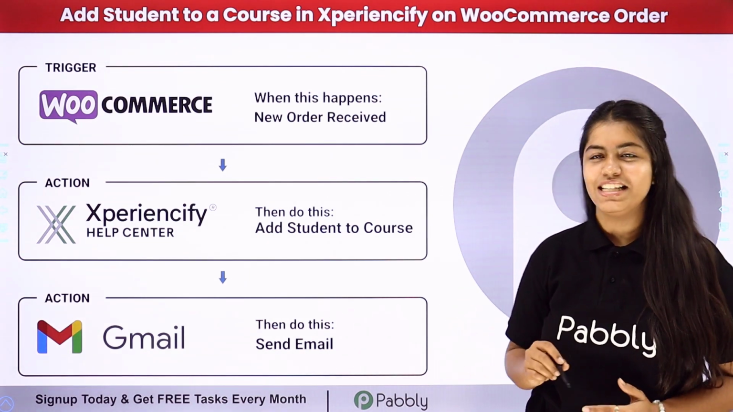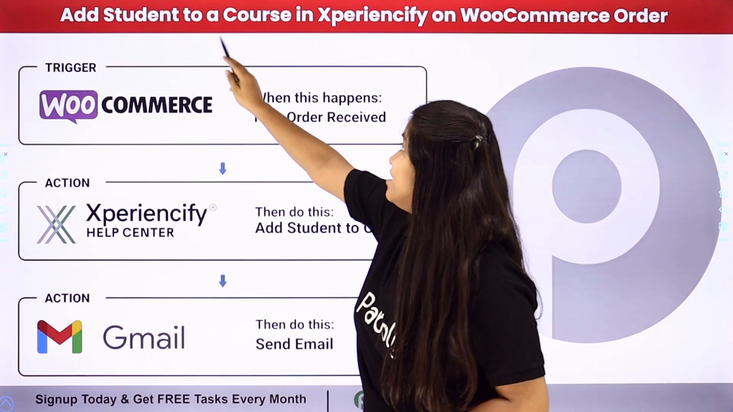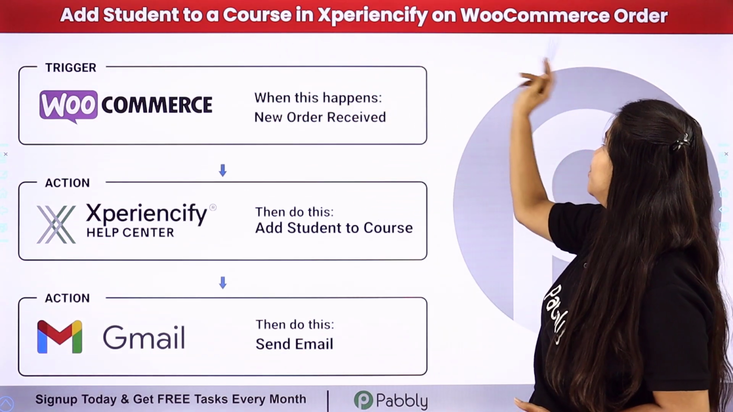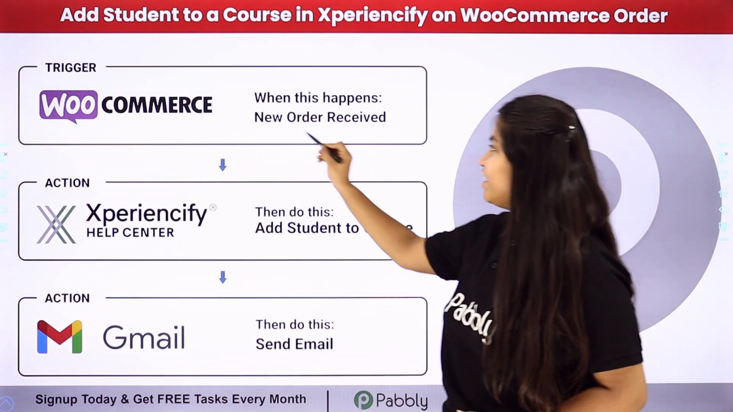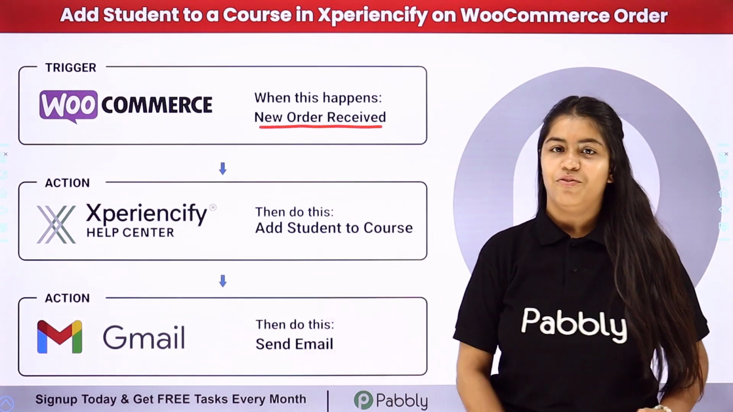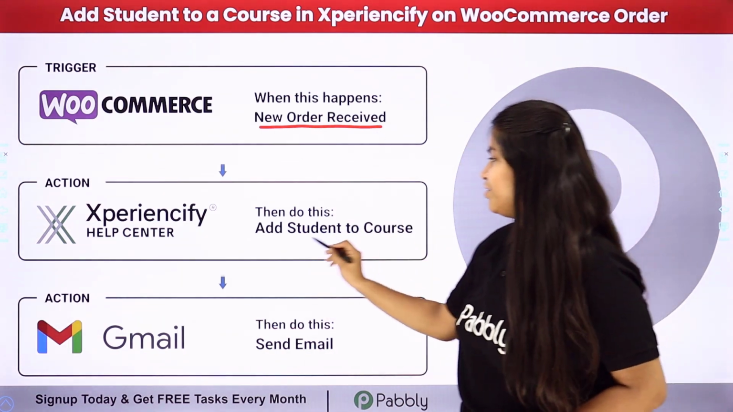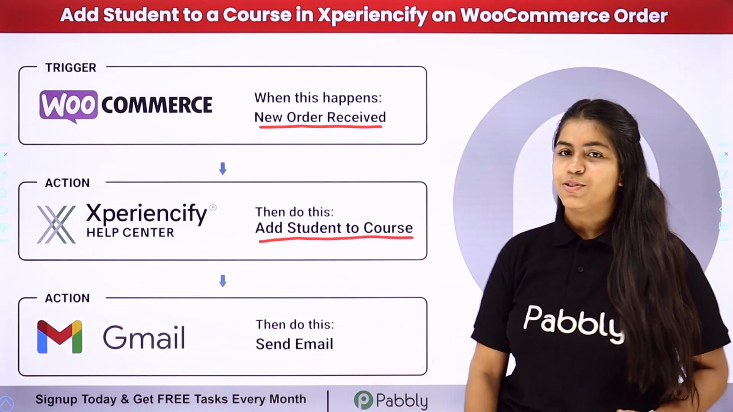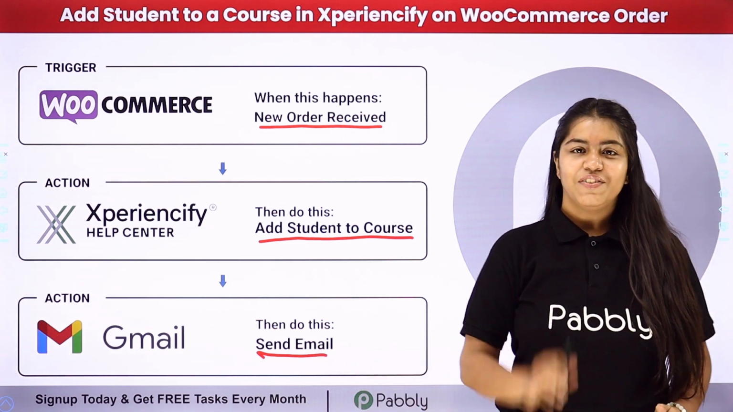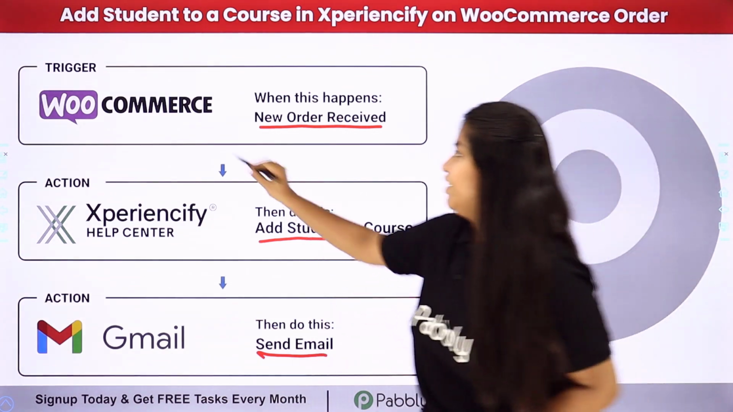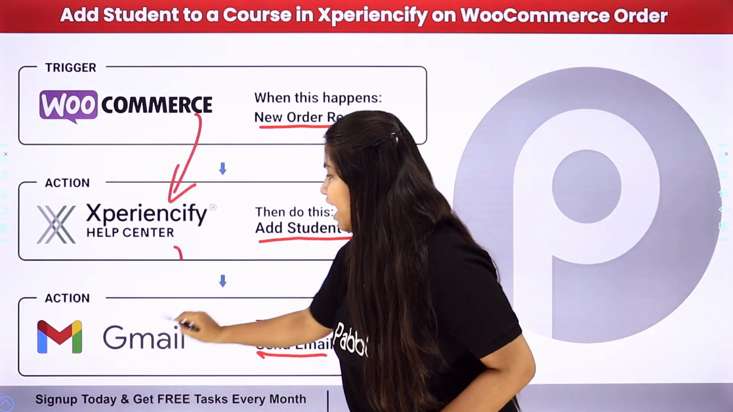The title of our today's video is How to Add Students to a Course in Xperiencify on WooCommerce Order. So the objective of our today's video is that as soon as I receive a new WooCommerce order of a course, automatically the student should be added in the course and the student should be forwarded a mail with the login credentials. For this, we are going to create an integration between WooCommerce, Xperiencify and Gmail.